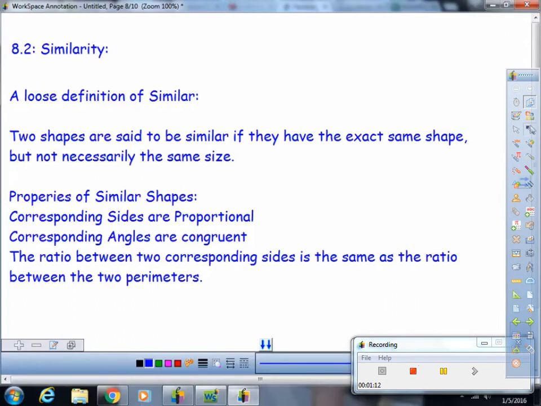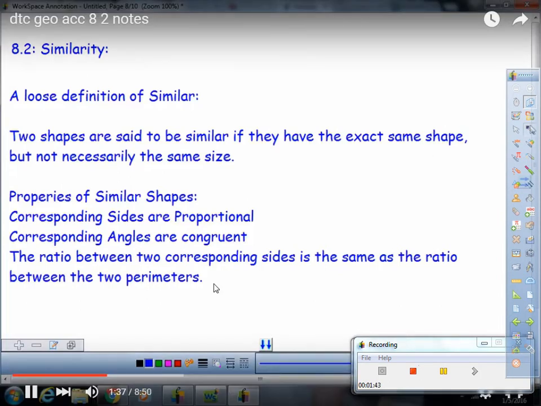The corresponding sides are proportional. We'll talk about that. But I will say, that's the question a lot of you will miss on your quiz. It's a fill-in-the-blank question. You guys are going to write congruent, because you're so used to CP, okay? The corresponding angles are congruent, but the corresponding sides are what? They are proportional. And then the ratio between the corresponding sides is the same thing as the ratio between the two perimeters. Okay? So let's go take a look at that.